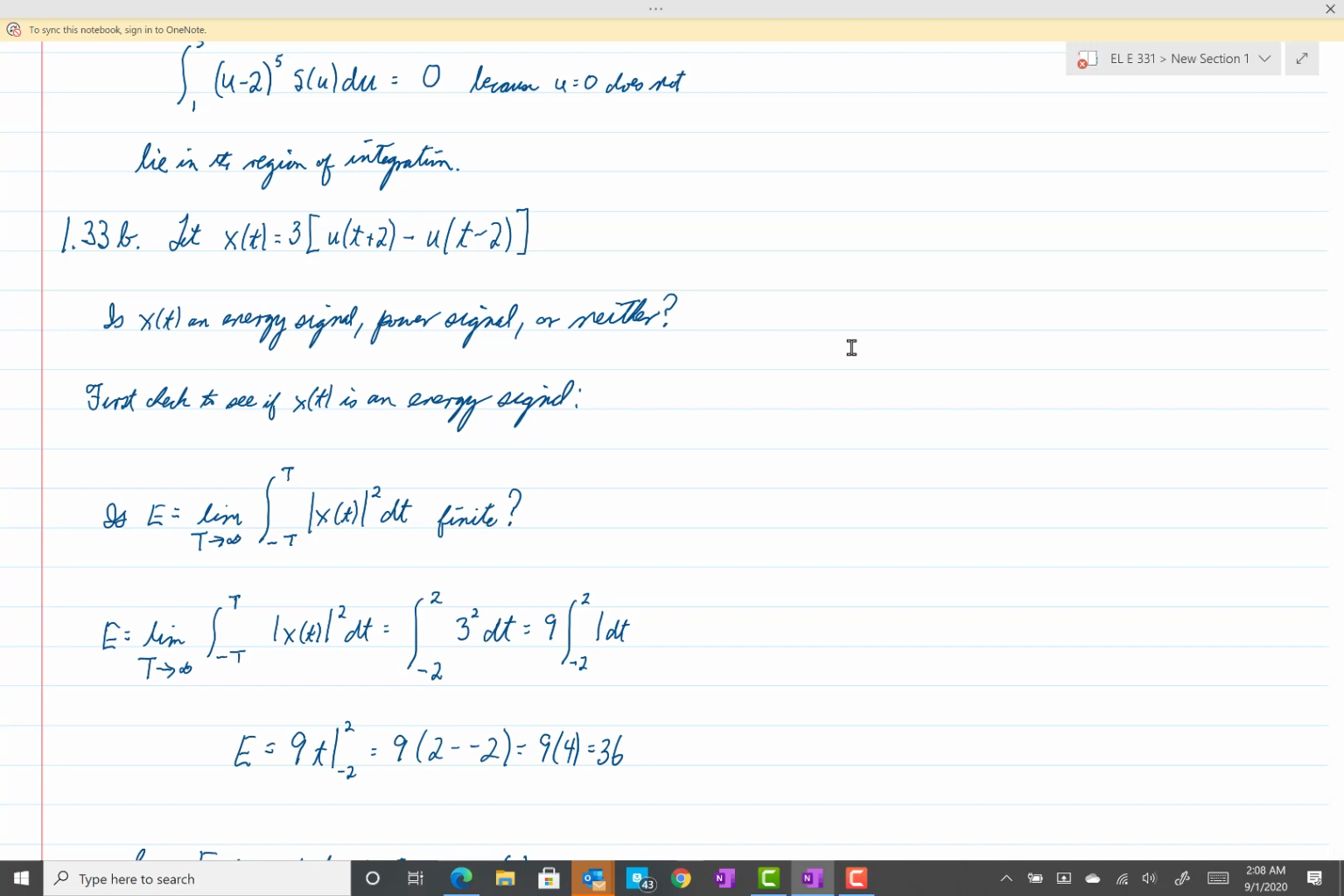And now let's get to the second part of this lecture, which is the question of energy signals and power signals. So once again, I will let you look at the material in the book to get some of the background material if you want to look at that. But the basics of how you do problems of this nature, I will show you right now. So let's look at problem 133b, which says that x of t is equal to 3 times u of t plus 2 minus u of t minus 2.